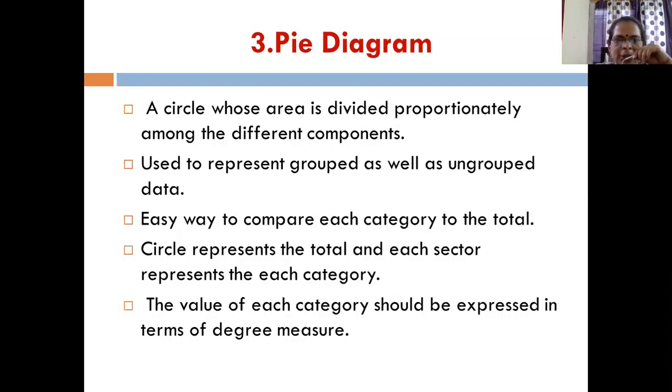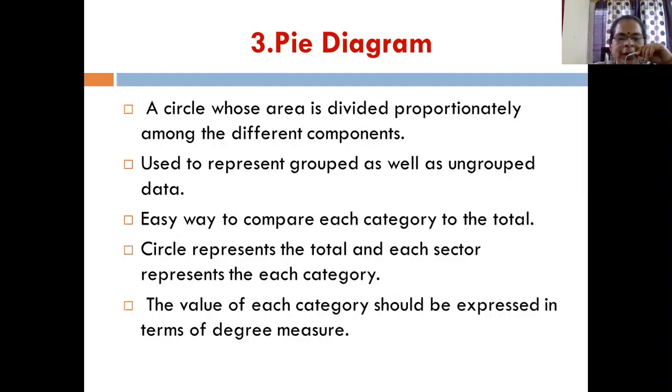Here, suppose according to us, we are collecting the marks. So we are using the same data what I have showed you for the frequency polygon and histogram. We are using the same data in order to draw the pie diagram also. But here pie diagram we can use for both grouped and ungrouped data. So the speciality of this is the circle. A circle whose area is divided proportionally among the different components, and it is used to represent grouped as well as ungrouped data.